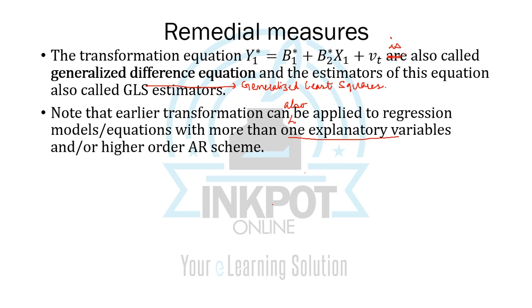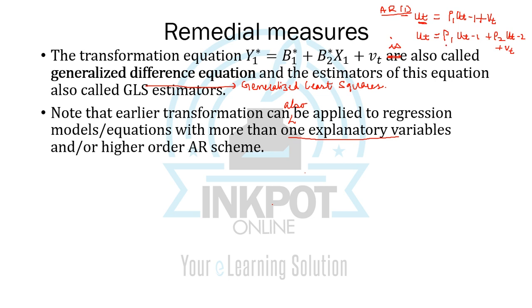For example, the scheme we were looking at looks something like this: ut is equal to rho times ut minus 1 plus Vt. Let's call this rho 1 instead. This was the AR1 scheme because we were looking at one lag of this residual term or error term. We can also write this as rho 1 times ut minus 1 plus rho 2 times ut minus 2 plus Vt.